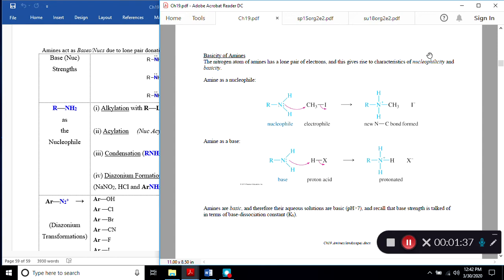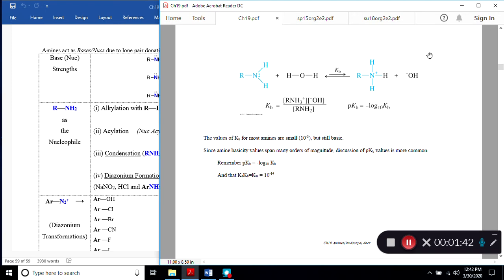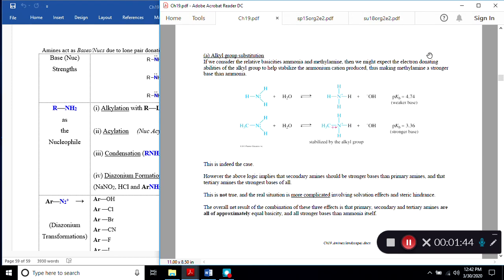So when it comes to basicity of nitrogens or basicity of amines, there are 3 factors that you need to be aware of. So only 3. The first is all alkyl substituted amines are more basic than ammonia. So this is explained by the stability of the ammonium cation produced upon protonation. So you know that alkyl groups make a positive charge more stable.